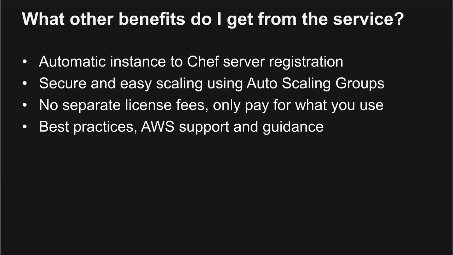Some other benefits of the service: it handles automatic registration to the Chef server instance. It works with auto scaling, so as you get more instances or fewer instances, depending on what your auto scaling groups are doing, you don't have to worry about connecting them to the Chef Automate server. There are no separate licensing fees. You just pay for what you use. And it's covered under AWS support. So if you have a problem and use your AWS support on your account, you can get help on any kind of issues that you may run into.